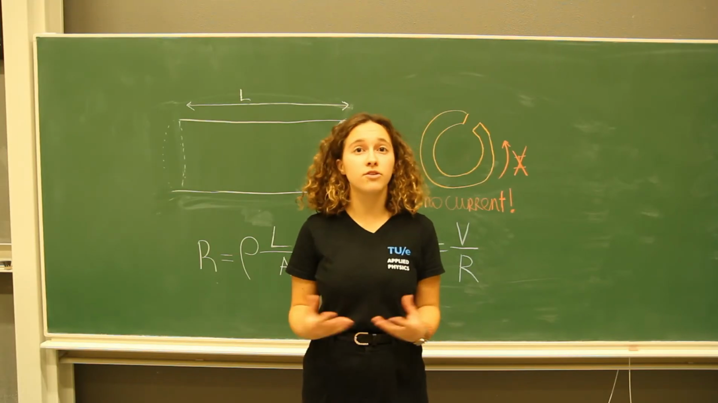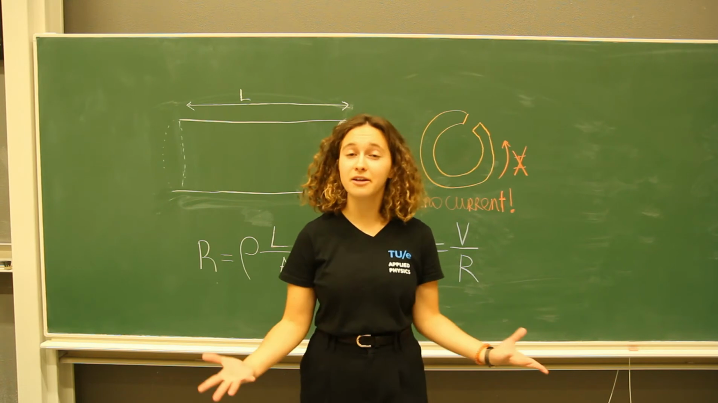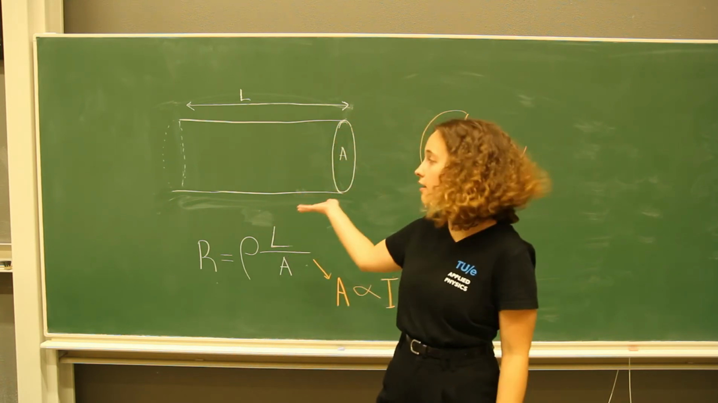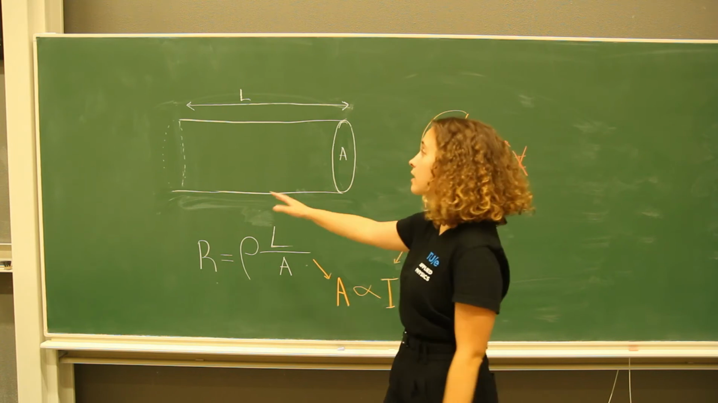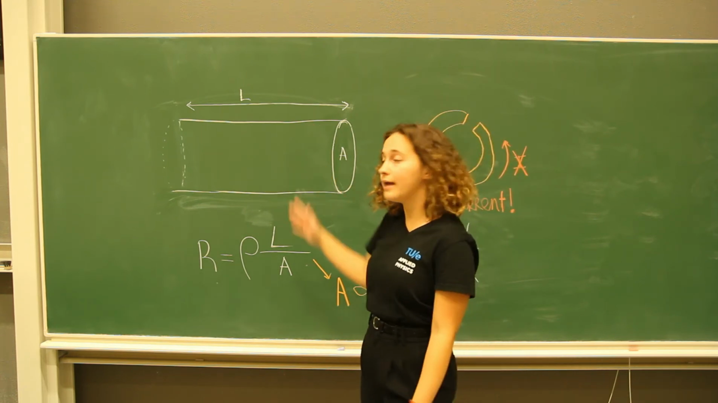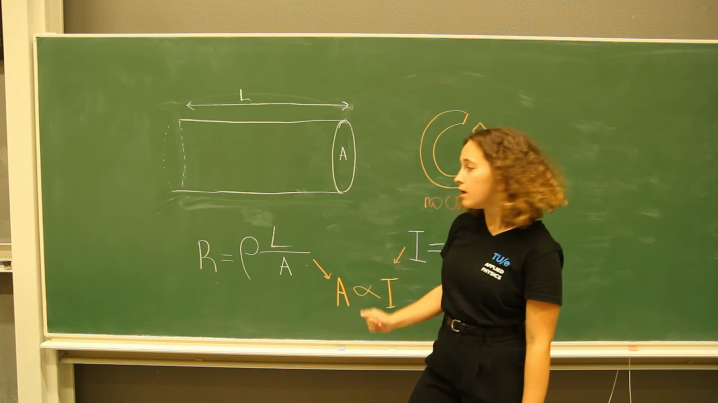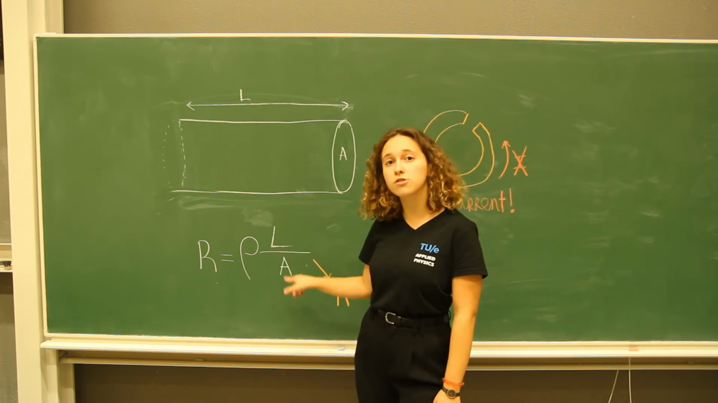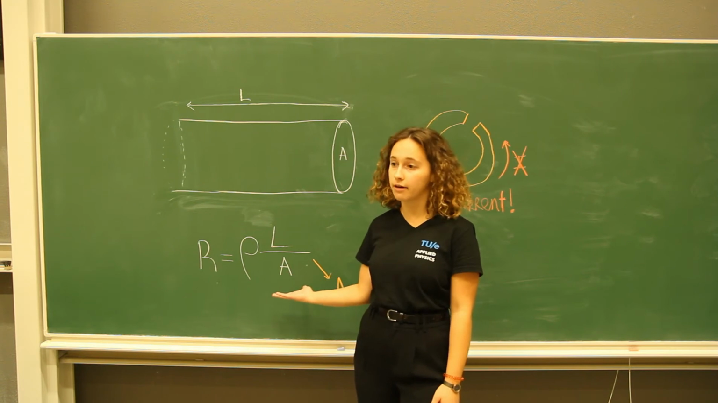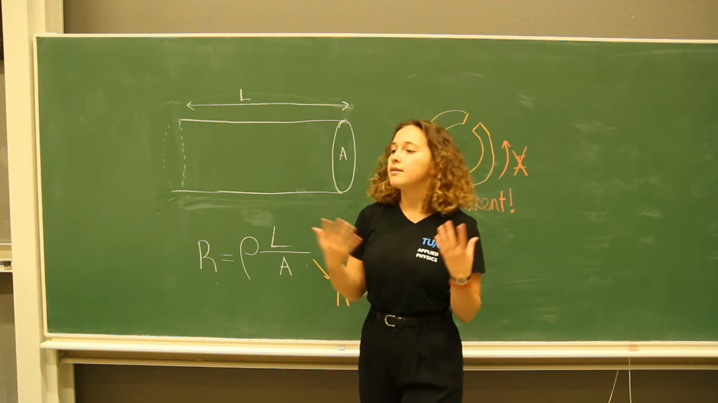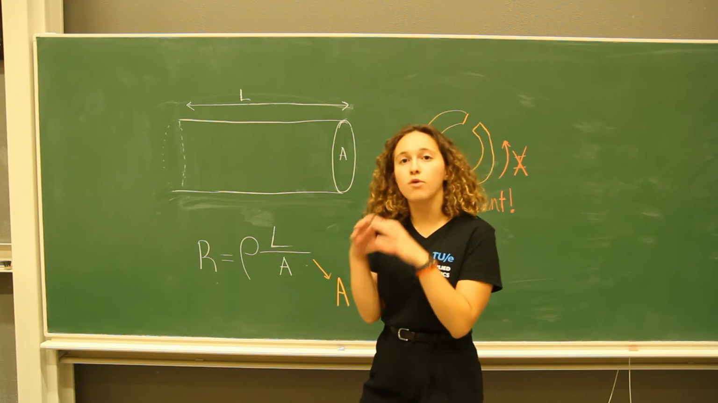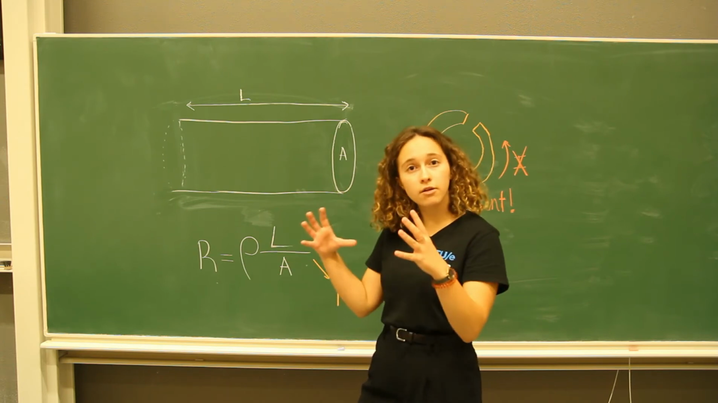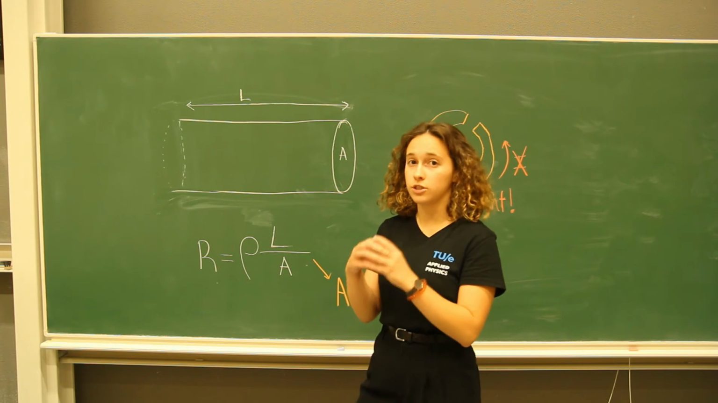So, why did the thinner ring jump lower and the thicker ring jump higher? Let's compare the rings to a wire which can conduct electricity, as drawn here. This wire has a length L and a cross-sectional area A. From the equation over here we can see that resistance is inversely proportional to the cross-sectional area. What does this mean? This means that the smaller the area of the wire, the higher the resistance, and the other way around. The larger the area of the wire, the lower the resistance.